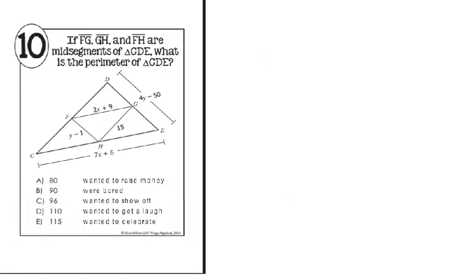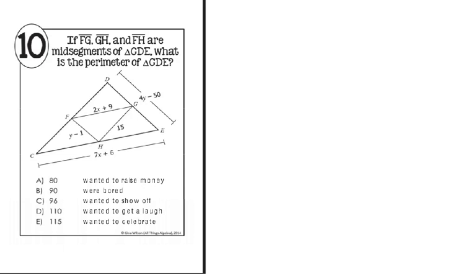Okay, they get a little bit harder at the end. So let's do number 10 together. It says if line segment FG, line segment GH, and line segment FH are midsegments of triangle CDE, what's the perimeter of triangle CDE? So we know that they're the midsegments.